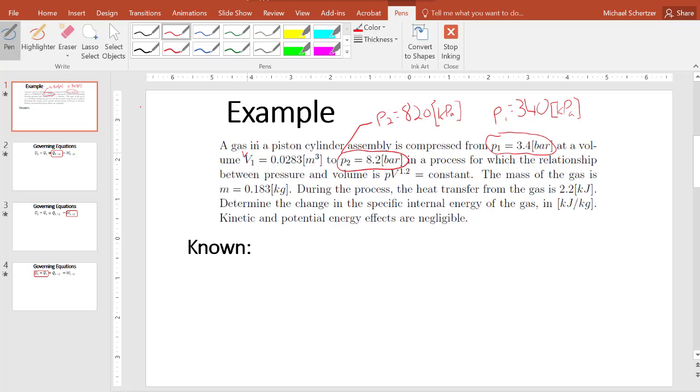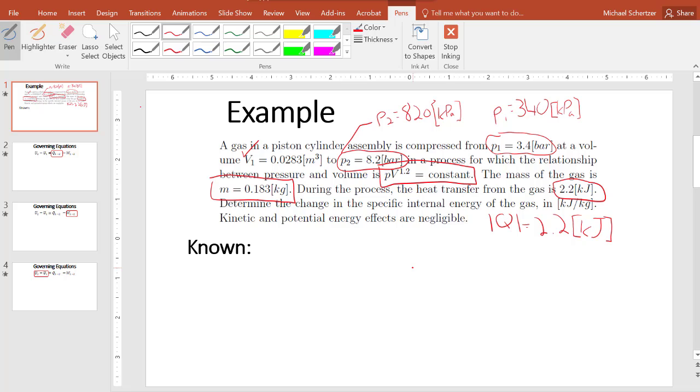We know V1, right? We're also told that this process happens in a way that P times V to the 1.2 is constant. We're told the mass in the system. And we're told the heat transfer. So this is a little bit tricky because we know that the magnitude of Q is 2.2 kilojoules.